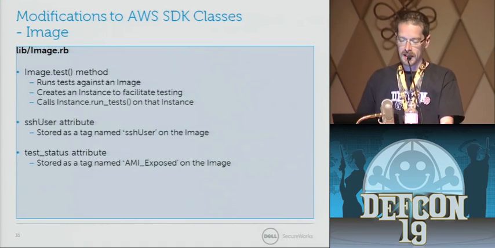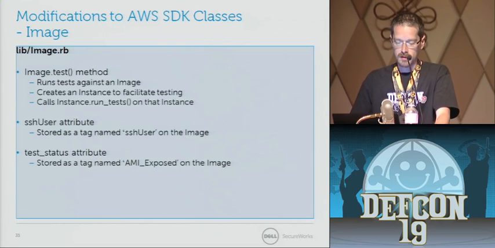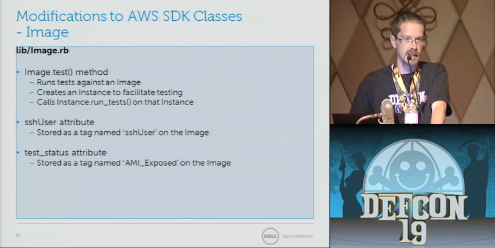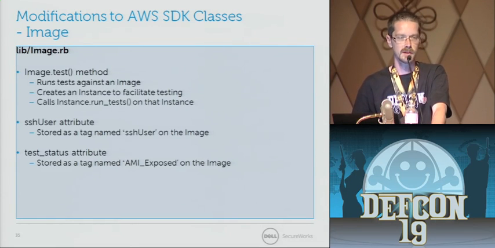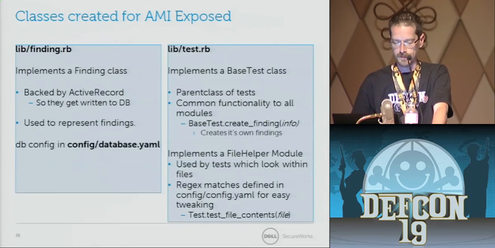I modified the image class to add another method there. Added some places to store parameters. We discovered the SSH user, and I need to store it somewhere. So I just stored it as a tag. Also, the test status updates that tag that defined our scope and defines the results of the test. Created a finding class. This is a really simple class. It's just backed by ActiveRecord. So when you instantiate a finding object, it just logs it in the database.